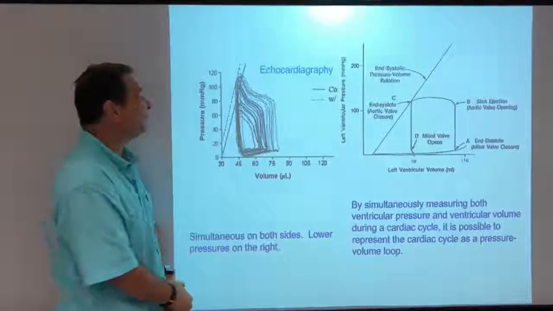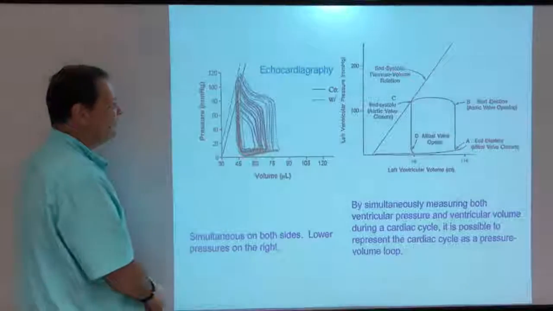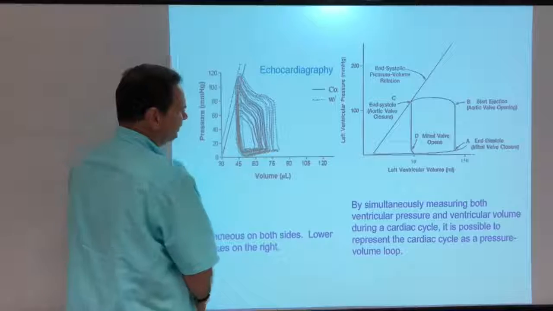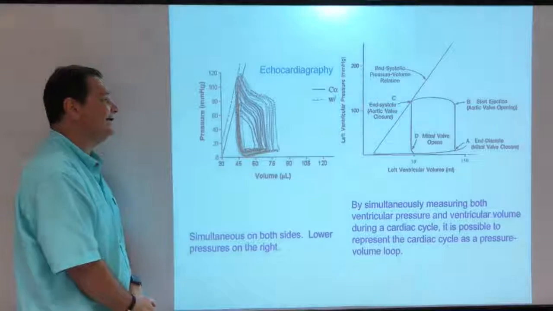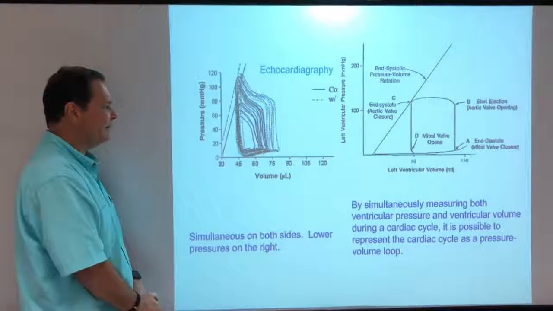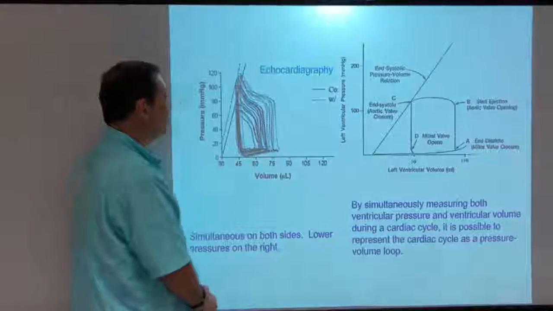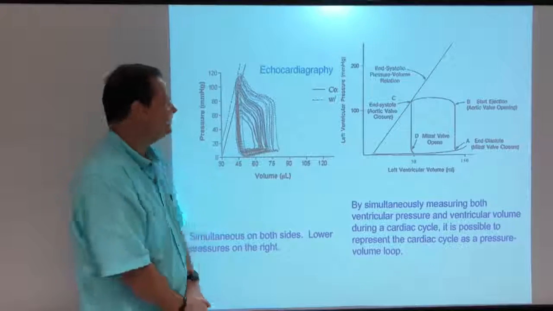And this is sort of what it looks like on an echo. This is actually a mouse. You can see the volumes are really small. It's not a great example. I did finally find one that's better, and it's actually human. And I'll show you that one later on in the lesson, okay?